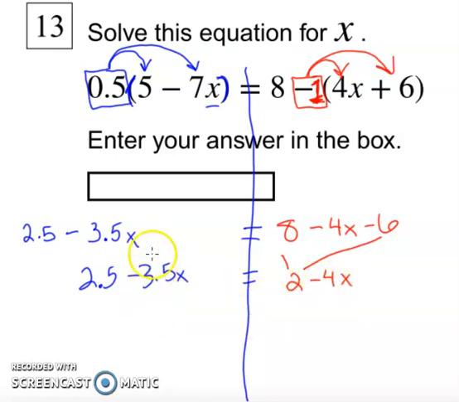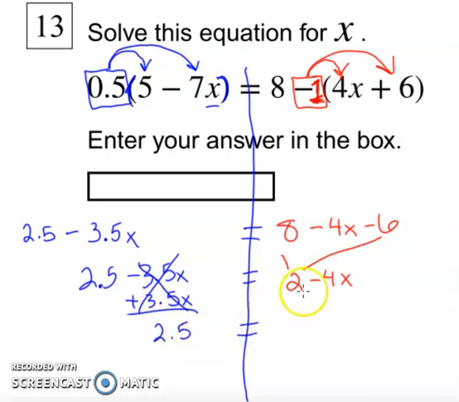So what we're going to do is I'm going to get rid of this negative 3.5x. I'm going to take it away. But since it's negative, I'm going to do the opposite, the inverse operation. I'm going to add 3.5x. Notice I added the x also because I want all of it to go away, okay? And that just leaves me with this 2.5.